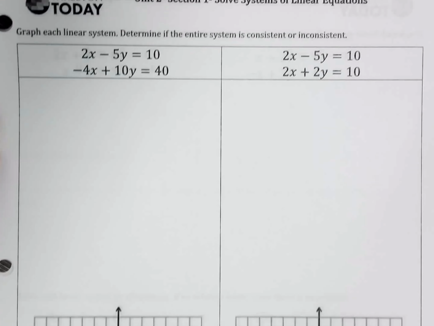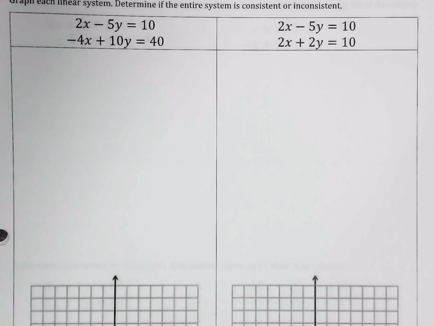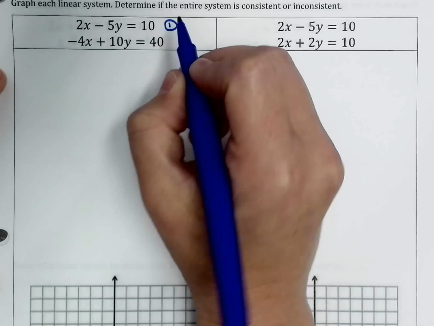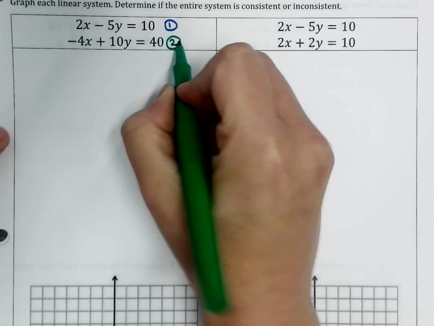So we have 2 more questions on page 3. I'm going to start with the one on the left. I'm going to use blue for the top one, and it's going to be number 1. And then I'm going to use green, and it's going to be equation number 2.